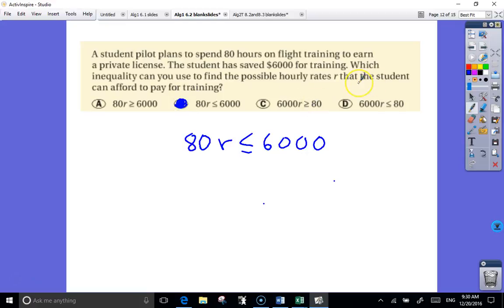Okay. So let's solve it. Divide by 80. Right. r is less than or equal to 75. So what does that tell you? $75 an hour is the most, right? If you call up the first guy and he says it costs 100, you say, well, I can't afford that one. So you call another one.